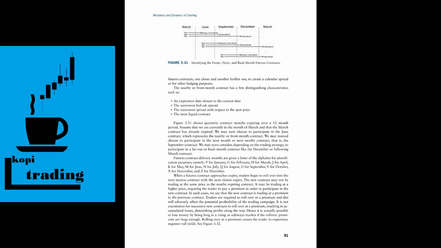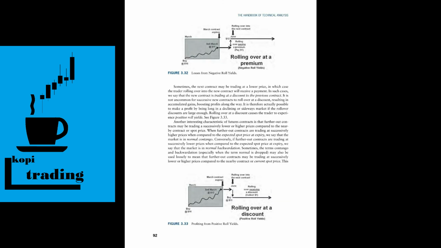Traders are required to roll over at a premium, and this will adversely affect the potential profitability of the trading campaign. It is not uncommon for successive new contracts to roll over at a premium, resulting in accumulated losses, diminishing profits along the way. Hence, it is actually possible to lose money by being long in a rising or sideways market if the rollover premiums are large enough. Rolling over at a premium causes the trader to experience negative roll yields. See Figure 3.32, losses from negative roll yields.